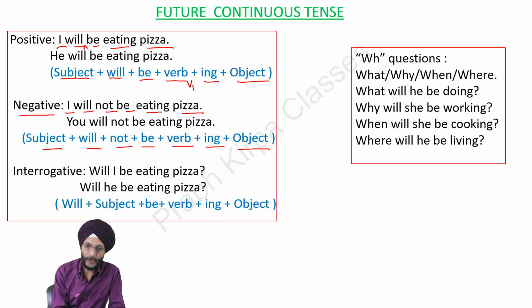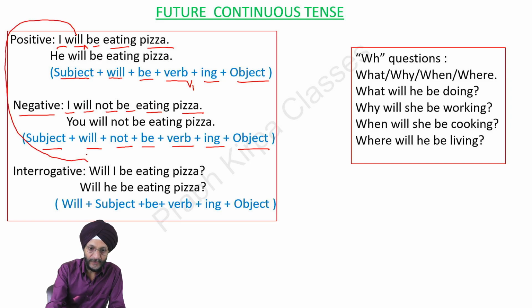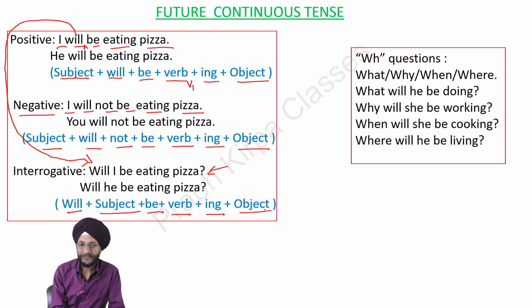In case of interrogative sentence, we have simply taken the will word to the front. Will I be eating pizza? Will he be eating pizza? Will they be eating pizza? Please don't forget to mark interrogation mark at the end of the sentence. First comes will, then subject, be, verb plus ing plus object.